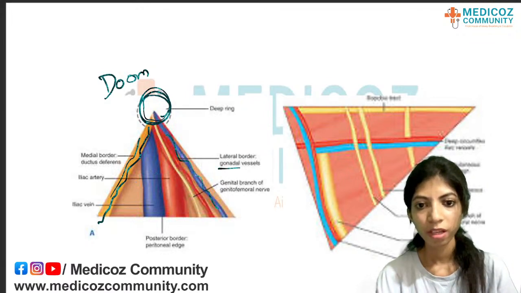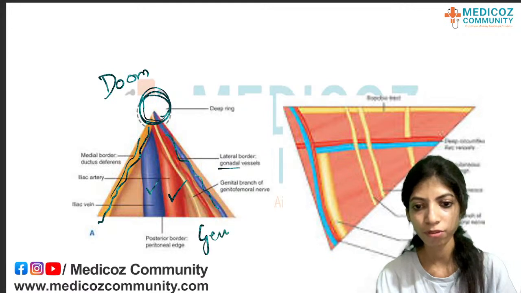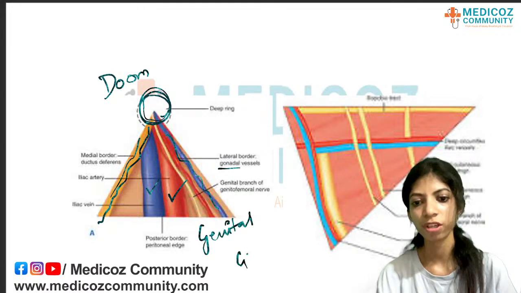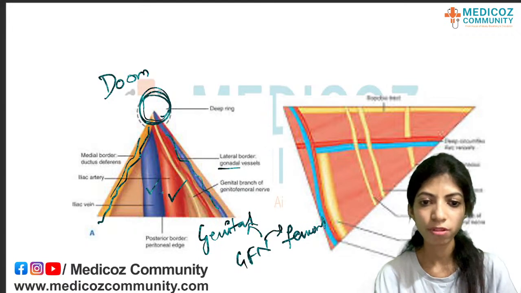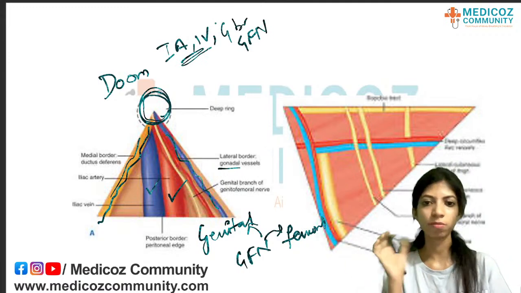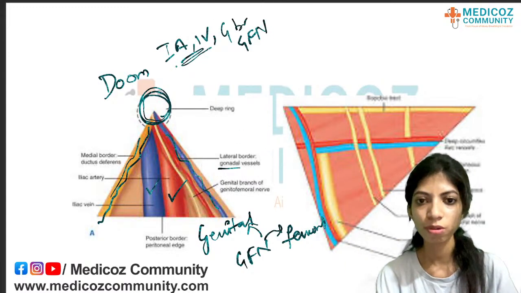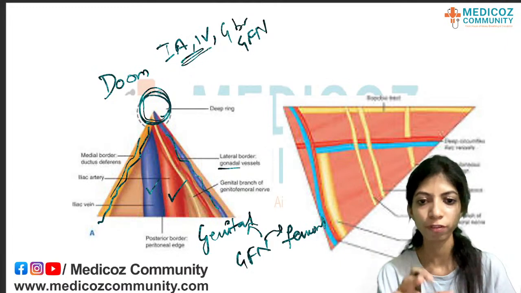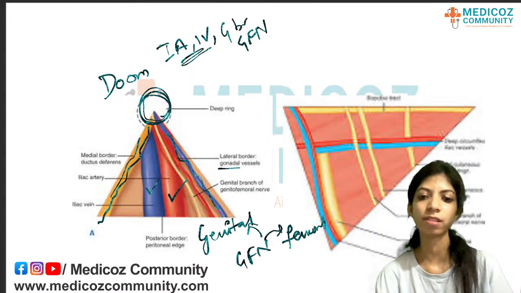Gonadal vessels. Whereas what are the contents? It has the iliac artery, iliac vein, and also your genital branch of the genitofemoral nerve. Your genitofemoral nerve has a genital branch and a femoral branch. Okay, so the contents of this are iliac artery, iliac vein, and genital branch of the genitofemoral nerve. So you might damage these vessels, which might cause the person to go into shock and all. So it's the triangle of doom. You are doomed if you enter the triangle and cause rupture of the vessels.